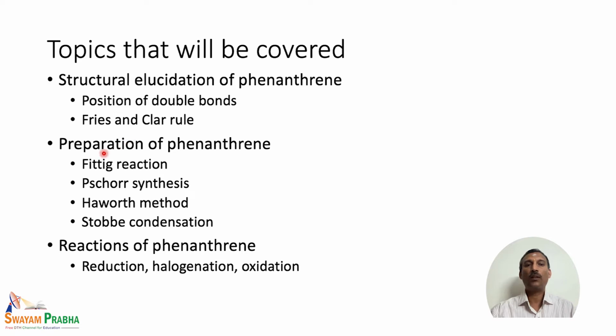Then we will study the preparation of phenanthrene. The various methods include preparation using the Fittig reaction, Schar synthesis, Haworth method, and Stobbe condensation. So, how benzene can be converted to phenanthrene we will be studying, and what the Stobbe condensation is, what the reagents used in this reaction are, all those things we will study.